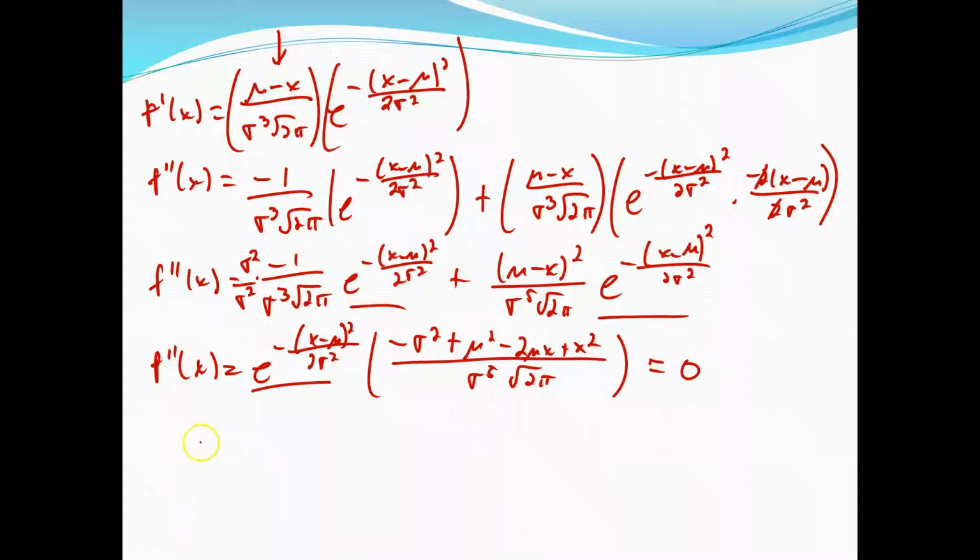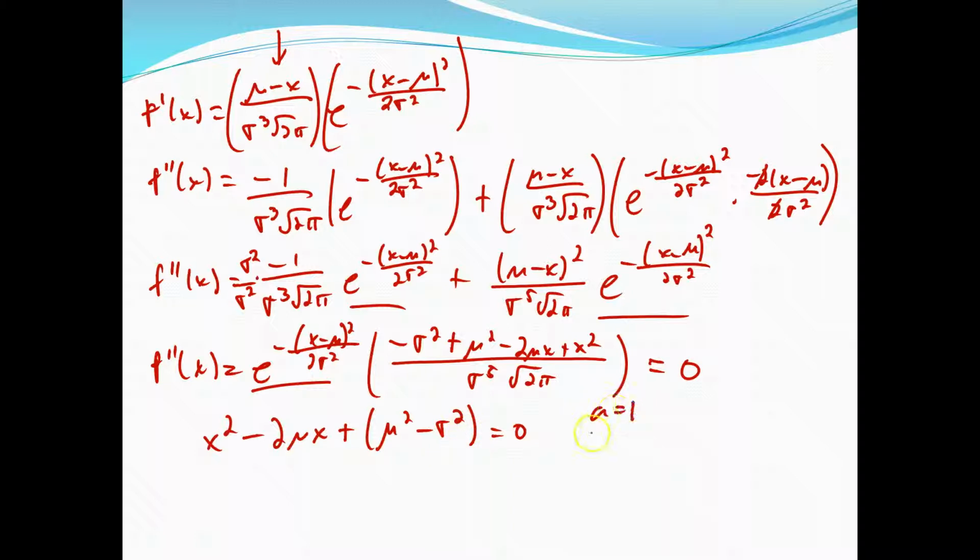So we need x squared minus 2 mu x plus, let's put this in parentheses because it's a constant, mu squared minus sigma squared. We need that to be equal to 0. Now, this is a quadratic in x. The a value is 1, the b value is negative 2 mu, the c value is mu squared minus sigma squared. So one option we have here would be to put this into the quadratic formula.